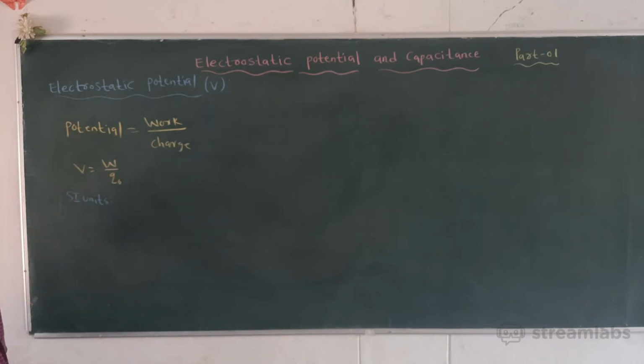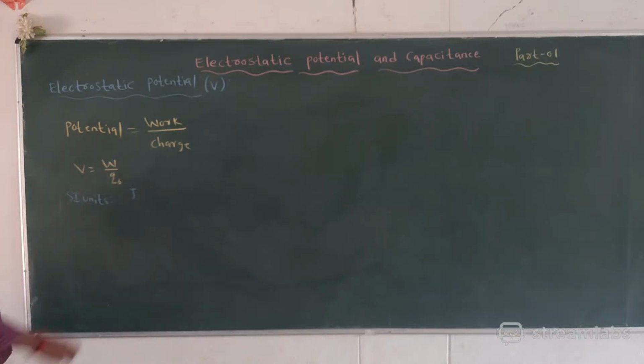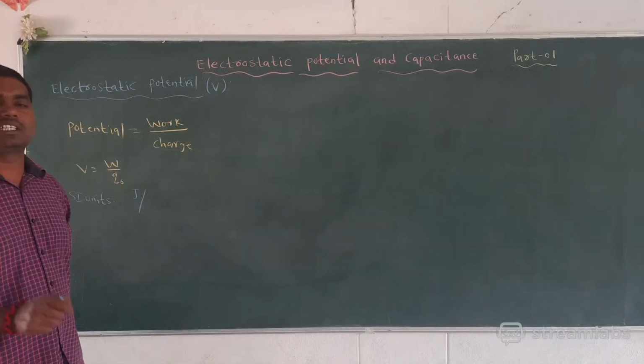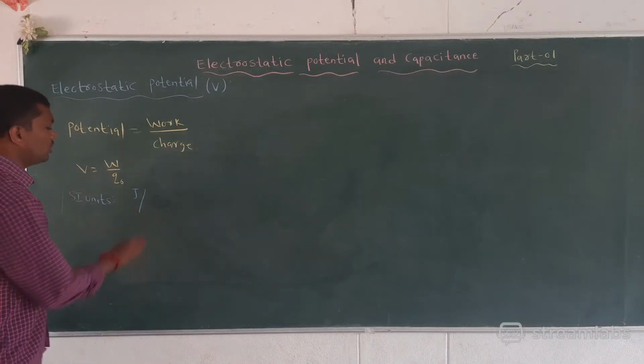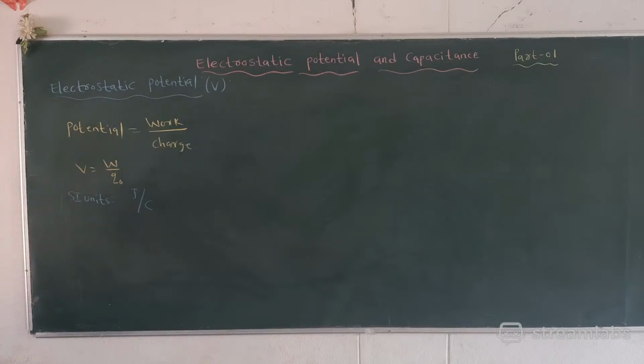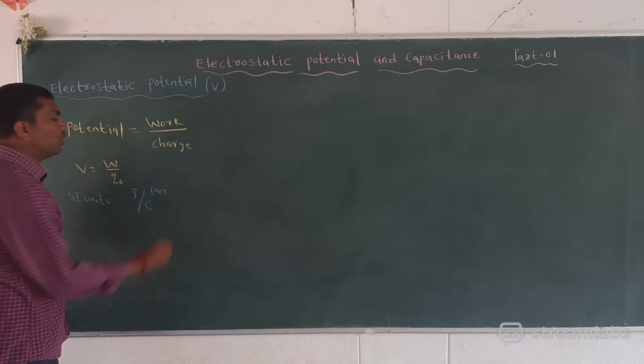The SI unit of work is joules, which I simply represent by J. Next, Q naught or Q is the electric charge, which is measured in coulombs. So joule per coulomb is the SI unit of electrostatic potential. Next, we can take the direct value, which is volts.